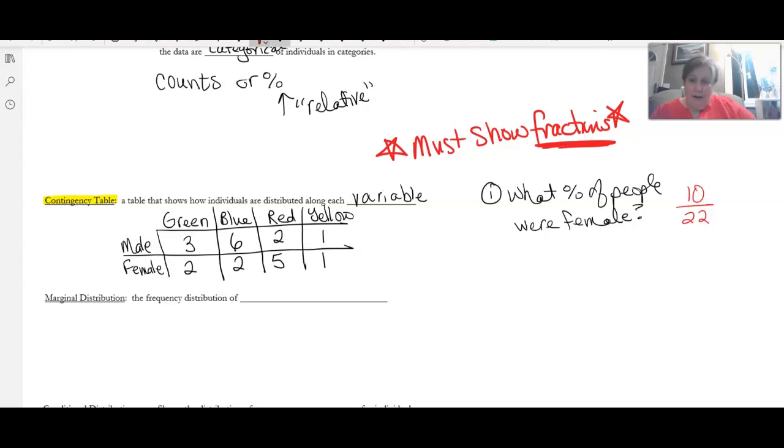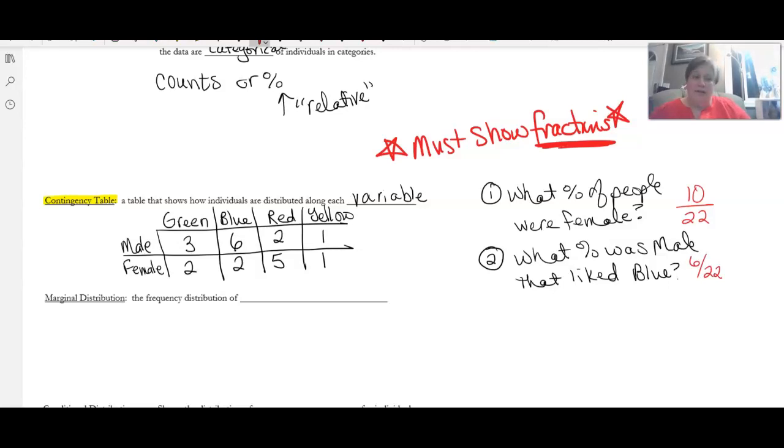Okay. For number 2, let's say what percent was male that liked blue. Okay. And so this is saying, out of this whole thing, what percent is the male that liked blue? Male blue is right here. So it's 6 out of 22. You do not have to reduce fractions, but you do have to write the fraction.